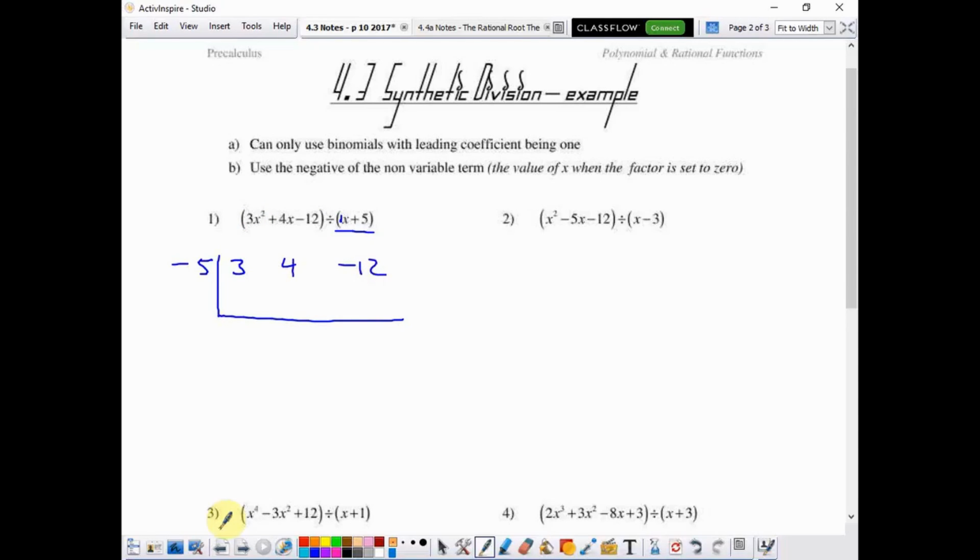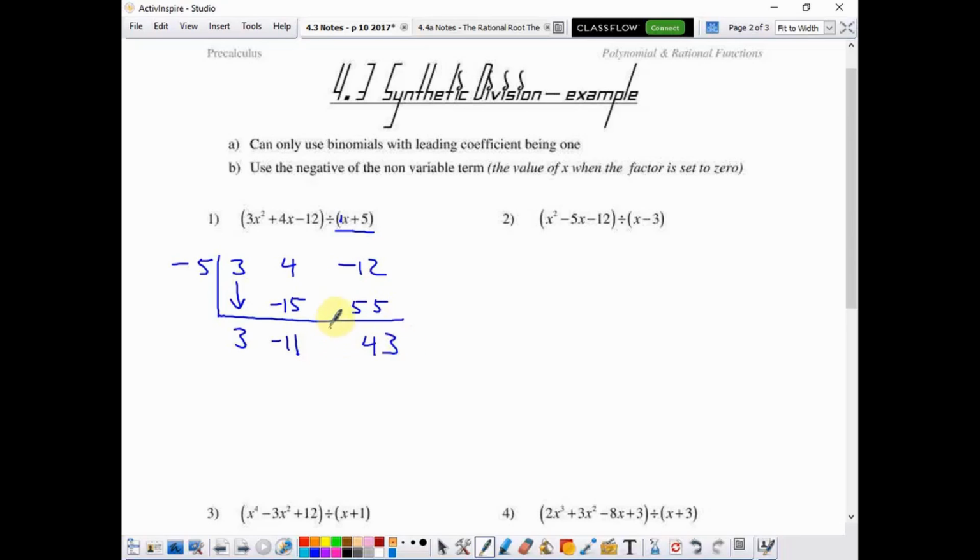Now to divide, first we're going to bring down that number. And then we're going to multiply. Negative 5 times 3 is negative 15. Then we're going to add. 4 plus negative 15 is negative 11. Then we're going to multiply. Negative 5 times negative 11 is 55. Then we're going to add. Negative 12 plus 55 is 43.